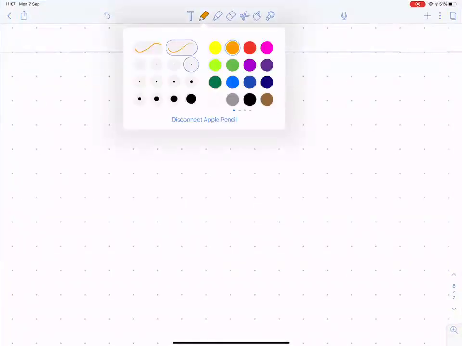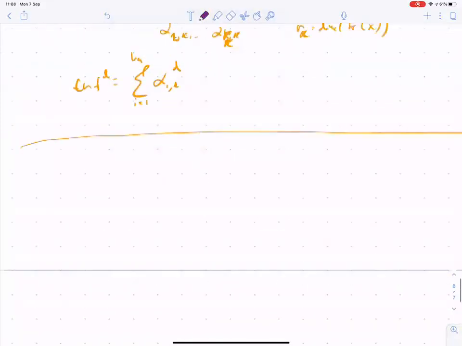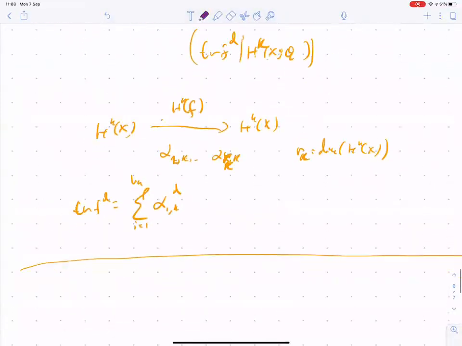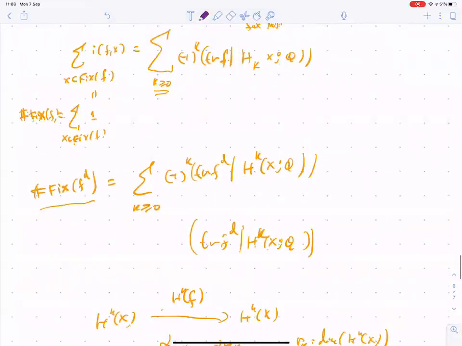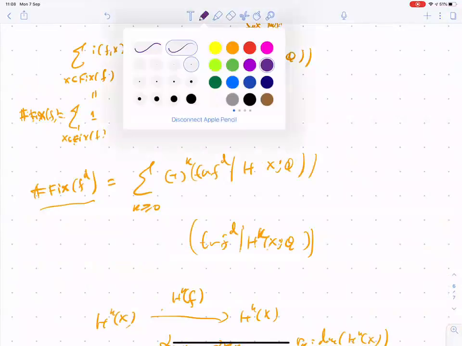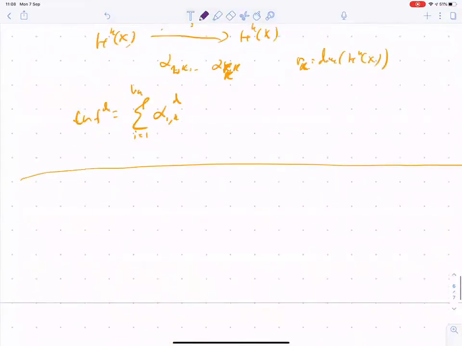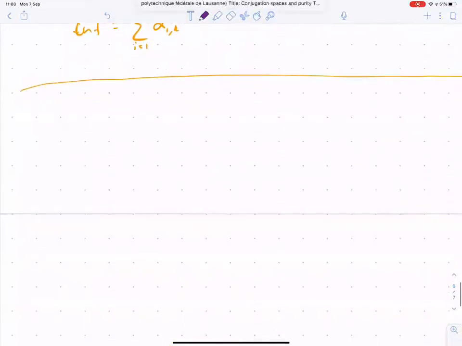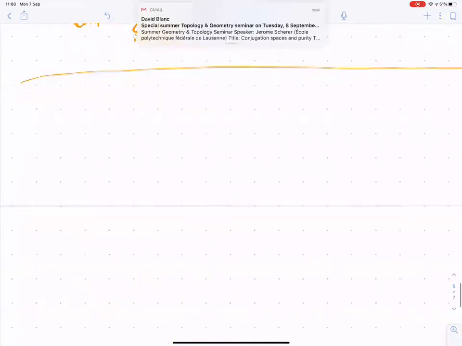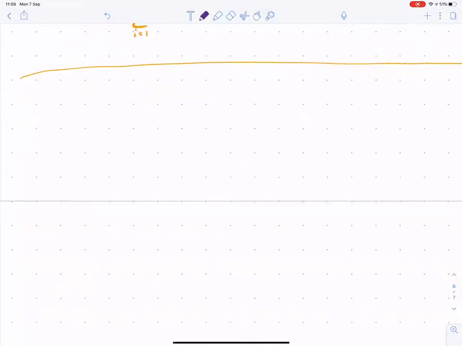Okay, so where are we? So we are... yeah. So I should have, by the way, the standard way to write the Lefschetz thing is with homology, not with cohomology. Okay. So what is the plan?